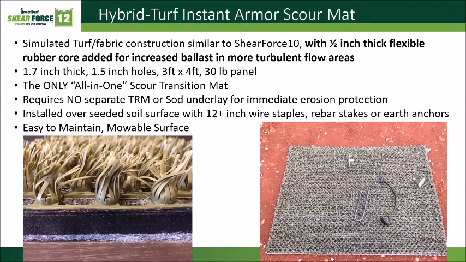So other scour/transition mats on the market require an underlay for immediate erosion protection. Typically a turf reinforcement mat or sod is put down first, and then the transition mat's placed on top of that. With the SureForce 12 product, you don't need the underlay. So the product is basically applied directly upon the seed bed, anchored in place, and grass grows up through it. You anchor with 12-inch wire staples, rebar stakes, and sometimes earth anchors, depending on the soil conditions. Like the SureForce 10 product, you can also mow right over the top of the 12.